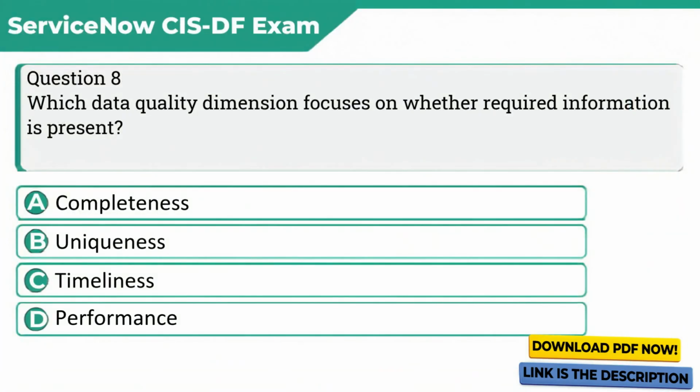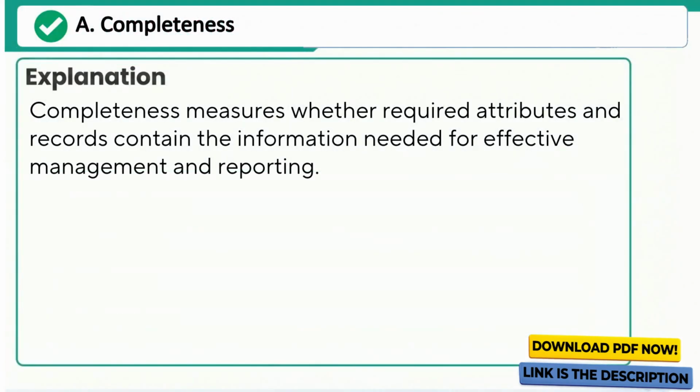Question 8. Which data quality dimension focuses on whether required information is present? A. Completeness. B. Uniqueness. C. Timeliness. D. Performance. Correct answer A. Completeness. Explanation. Completeness measures whether required attributes and records contain the information needed for effective management and reporting.